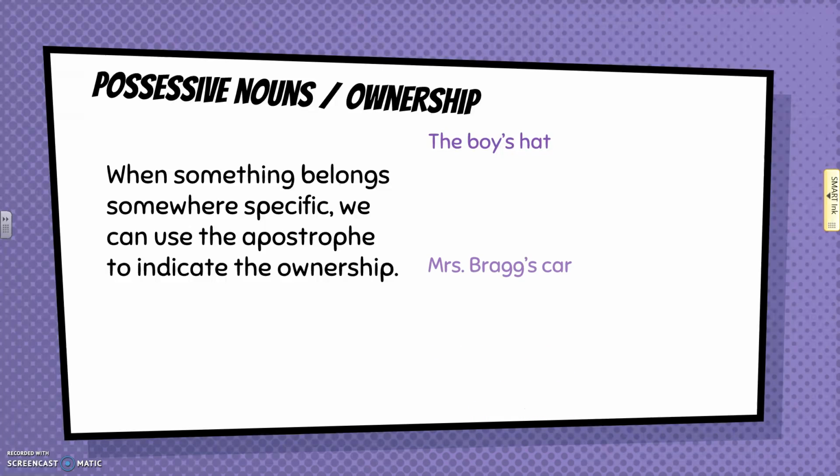So we have singular nouns, right? So we have the boy and Miss Bragg, that's me. The boy's hat, there's one hat and there's one boy. So the rule is add apostrophe S. Miss Bragg's car, there's one Miss Bragg and there's one car. So that means we add apostrophe S. So the rule here is if there's a singular noun and a singular object, just go ahead and add apostrophe S.